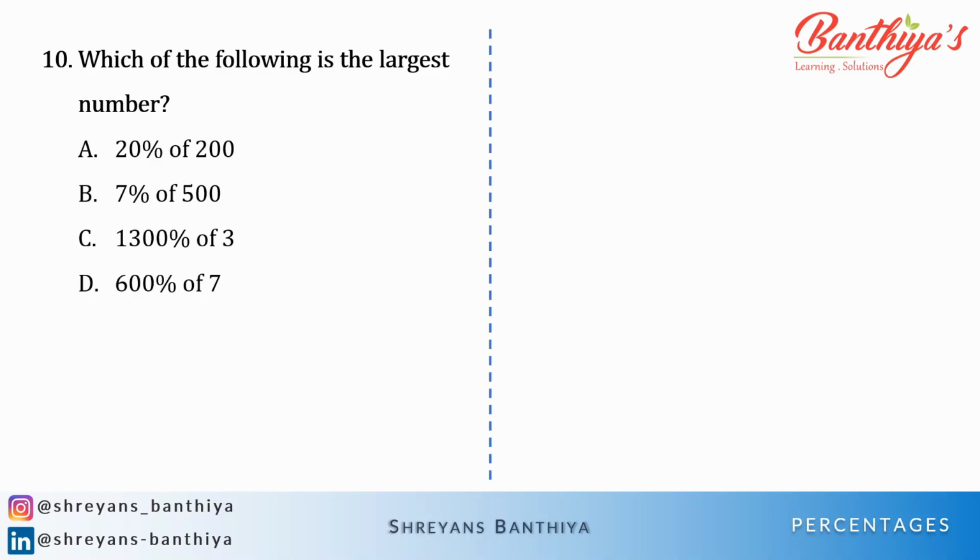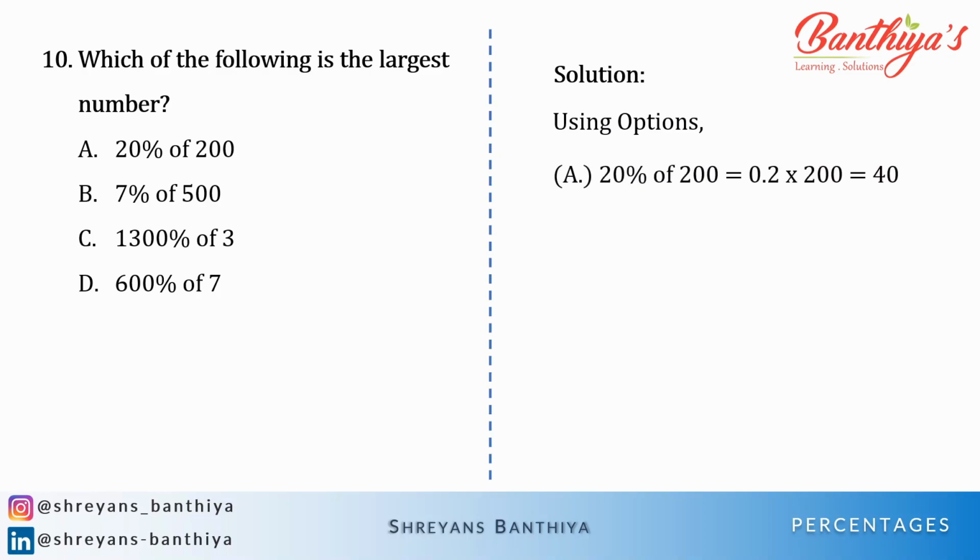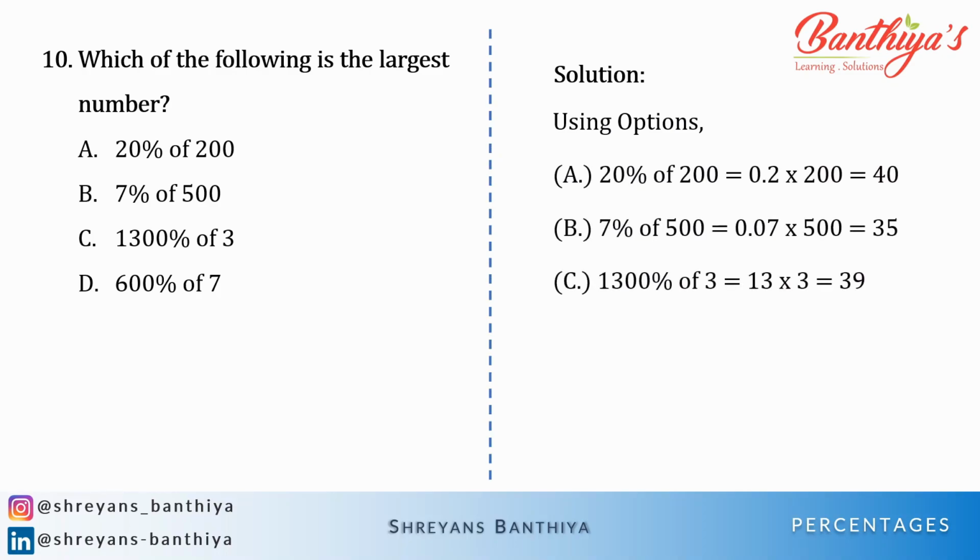Now 1300% of 3. That is, if 100% is 3, 1300% would be 39. 13 threes are 39. And 600% of 7. 100% of 7 is 7. So 600% would be 42. So the answer virtually should be D, that is 600% of 7 is the largest number. Now let's see the solution as well. We always have to use options in such kind of questions. So the first one is 40, as we have already stated, second is 35, third is 39 and the fourth is 42, and obviously 42 is the largest number here.